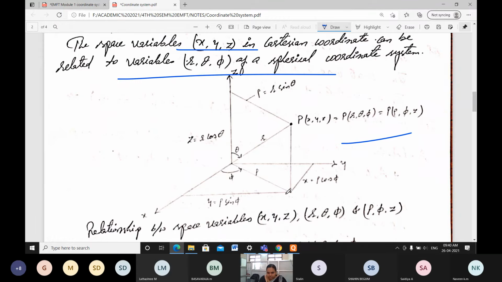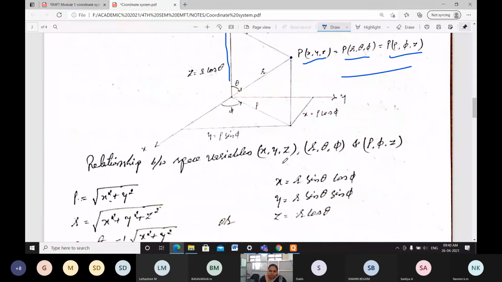This is in spherical. Then this distance is y equals rho sin phi, and this is x equals rho cos phi. Here the point is shown in terms of Cartesian, cylindrical and also spherical. Then the distance rho is going to be r sin theta, and this distance z is equal to r cos theta. Here it is sin, here cos, here also sin, and here cos.